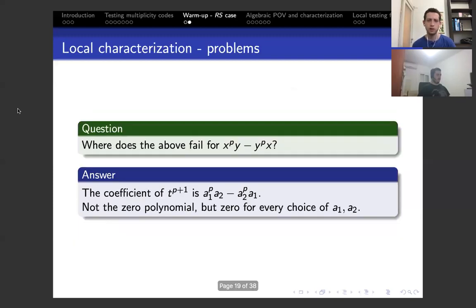So where does this reasoning fail in the multiplicity case? If we look at the polynomial x to the p y minus y to the p x, we do get that its coefficient polynomial is not the zero polynomial for t to the p plus 1. However, it's a polynomial that's equal to 0 everywhere. And this means we get no line that attests to the fact that this polynomial is high degree. And now Roei will tell you more about how to analyze the plane case.